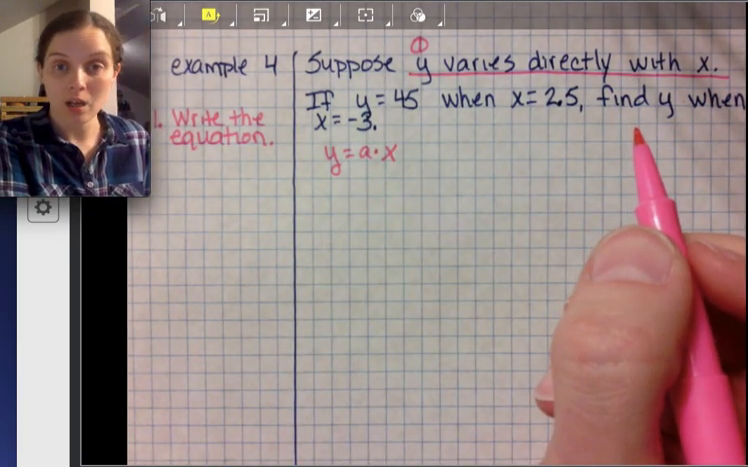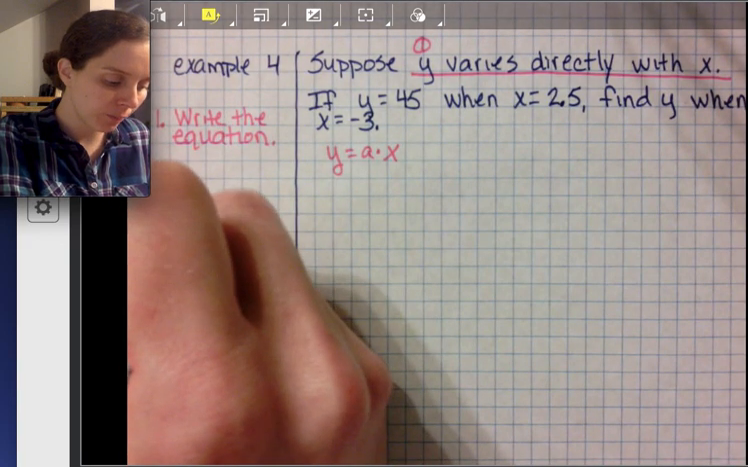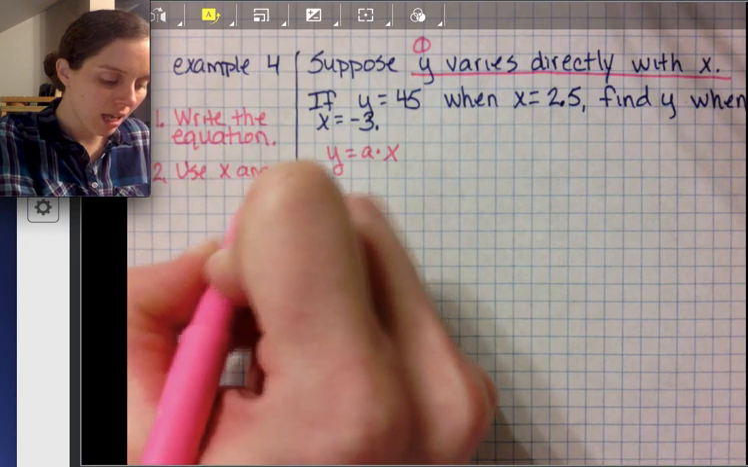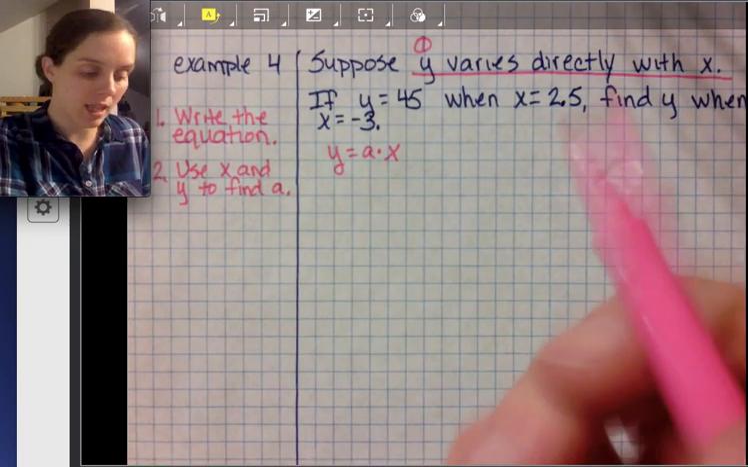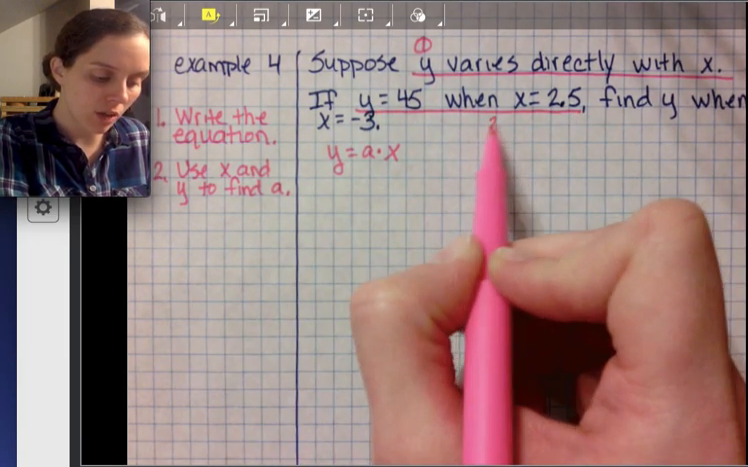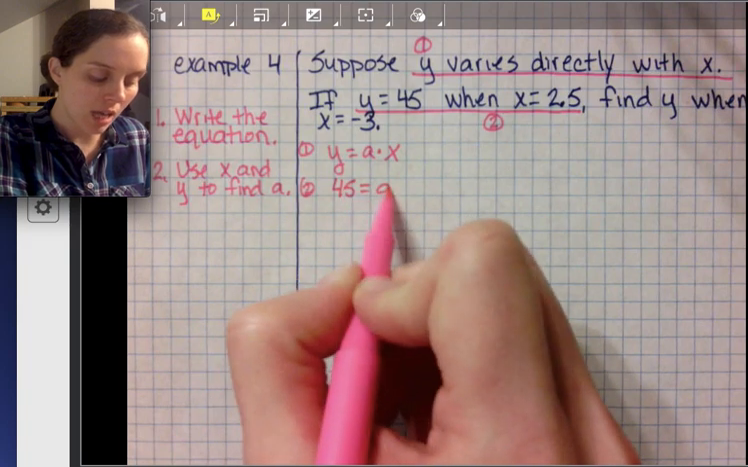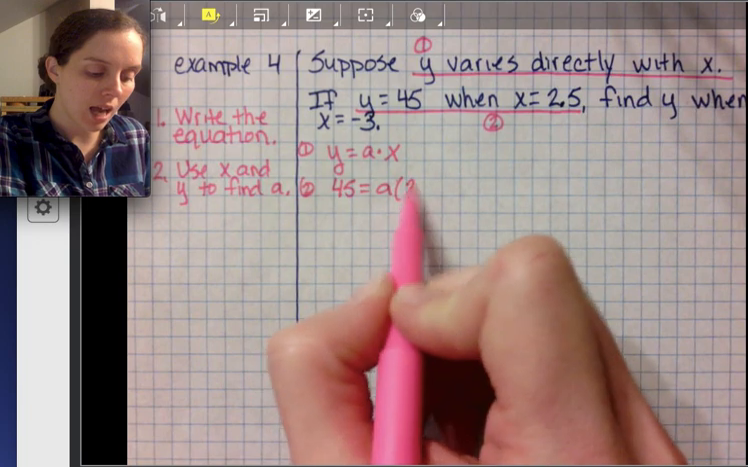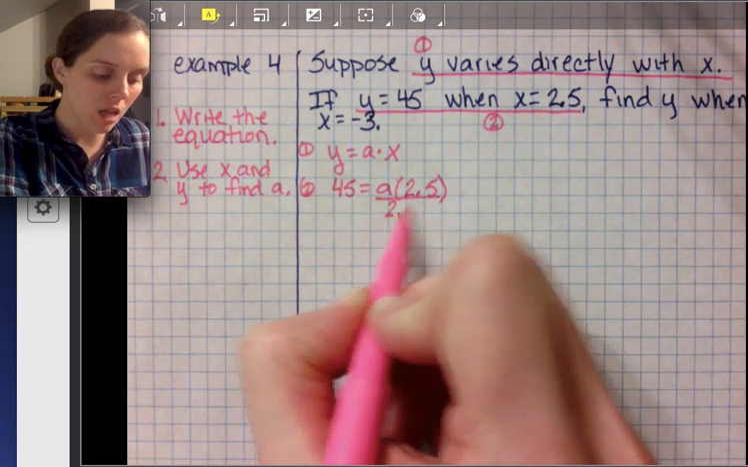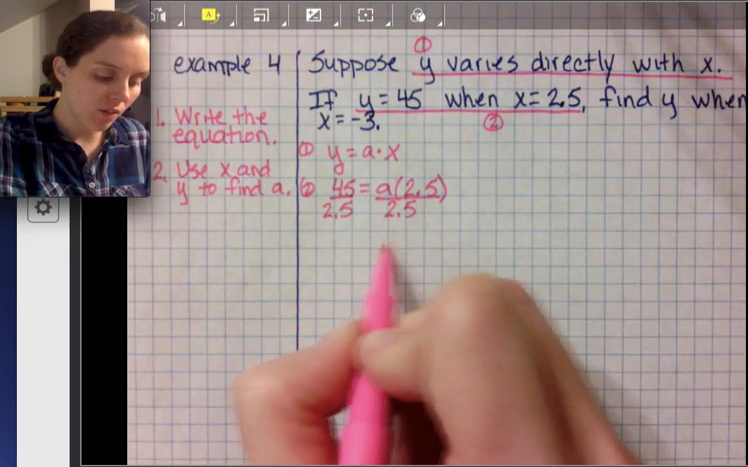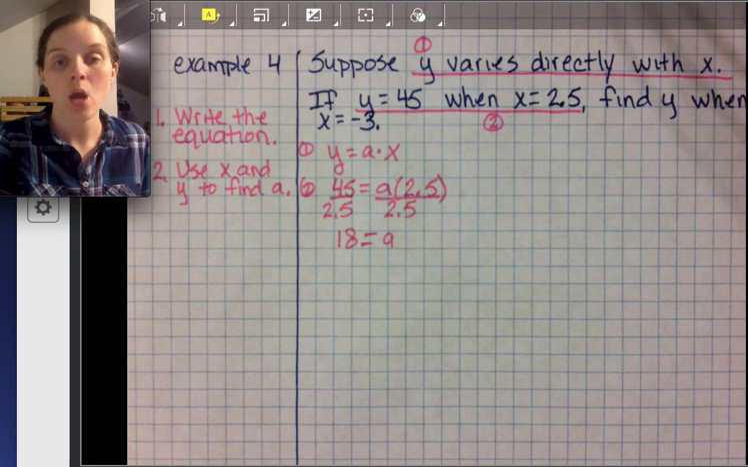Okay? So then we are going to use the x and the y that they tell me first to find the a. So step two, use x and y to find a. That's this x and this y right here. So if y is 45 equals, a is going to stay there when x is 2.5, so a times 2.5. I plug those in. Now I can solve this equation. I would divide both sides by 2.5. 45 divided by 2.5 is 18. So a equals 18.